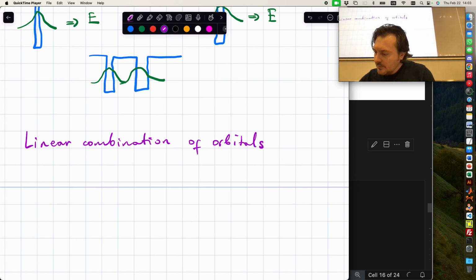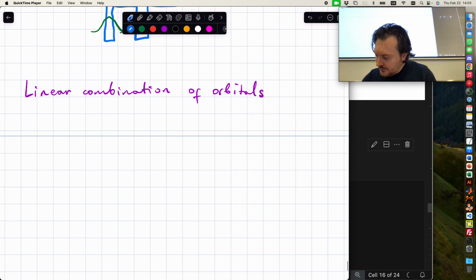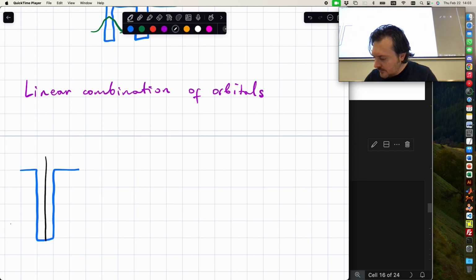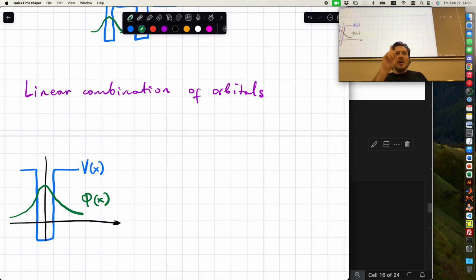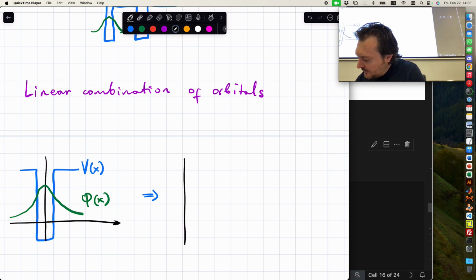Okay. So this is the potential V(x), and on top of this we have the solution phi(x). We will focus on one orbital, a single orbital, just the ground state, and see what will happen. So the structure that we are trying to build looks like this. I have now two wells.